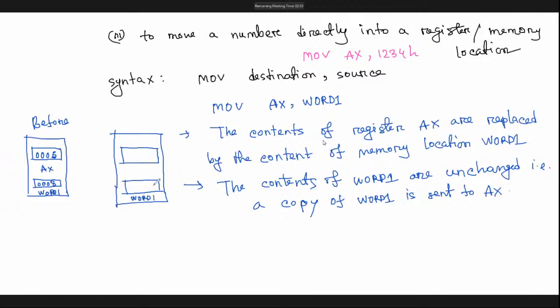And this is X. So can you fill these blanks? What will be the value of X and word 1 after the move operation? X will be 0008. Good. Word 1 still remains the same. So word 1 will remain the same, it will be 0008. Okay, good.